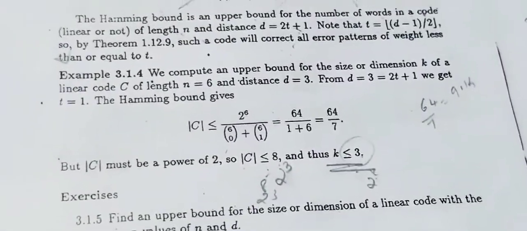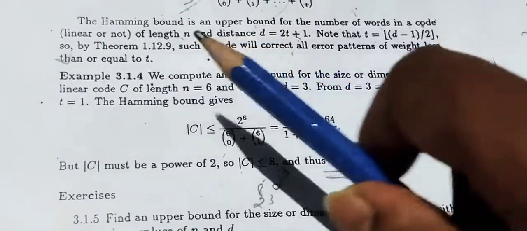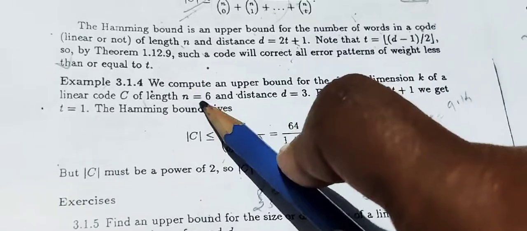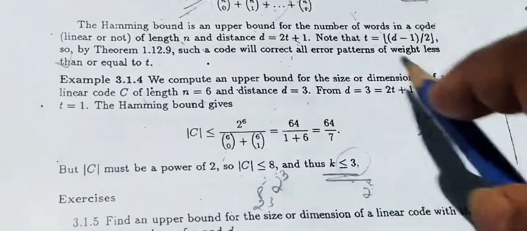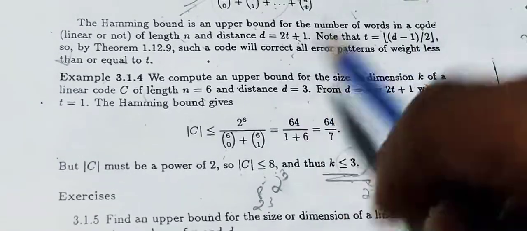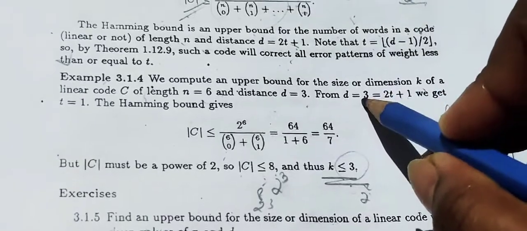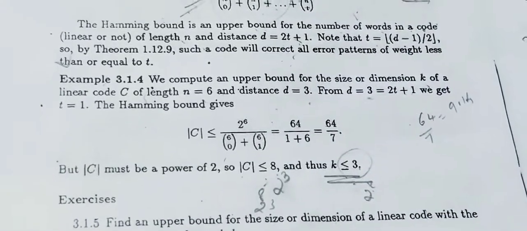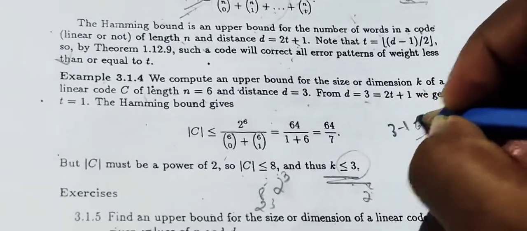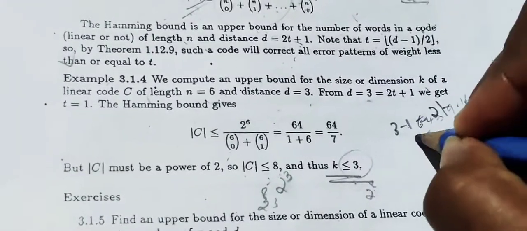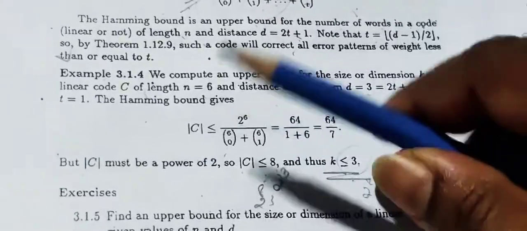Just look at it. Here C is a linear code of length 6 and k is the dimension. Okay, d = 3. And what is d? 2t + 1. So 2t + 1 = 3, which implies what? t = 1. That is, d - 1 = 2t, so 2 = 2t. t is equal to what? 1.